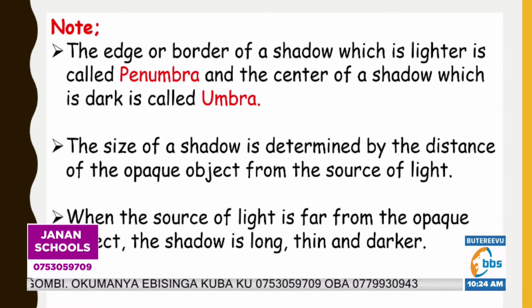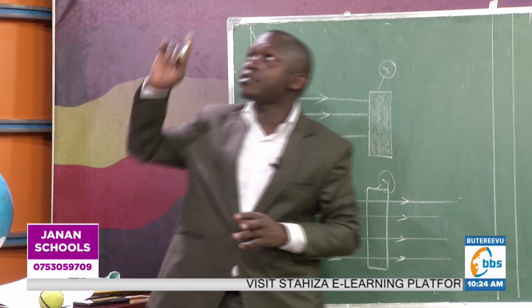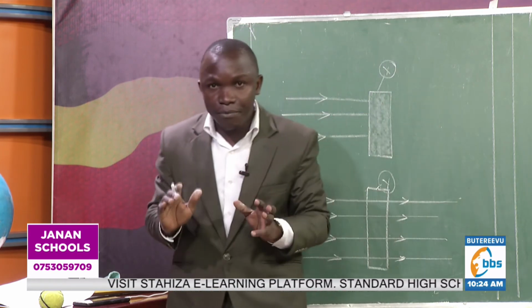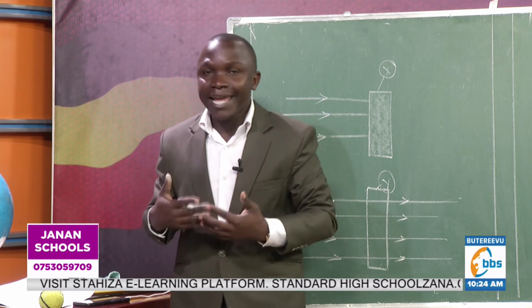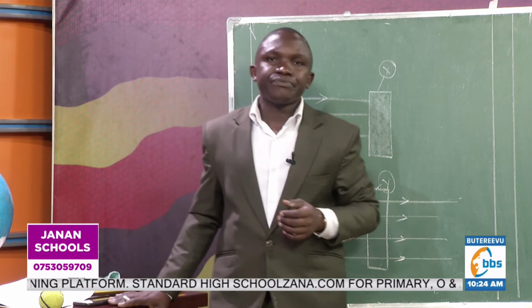Let's move to the next one. When there are many sources of light, many shadows which are lighter are formed. For example, if there is a bulb here and another bulb, when there are many, you'll see many shadows formed, but with a lighter shadow. Is that okay? We proceed.